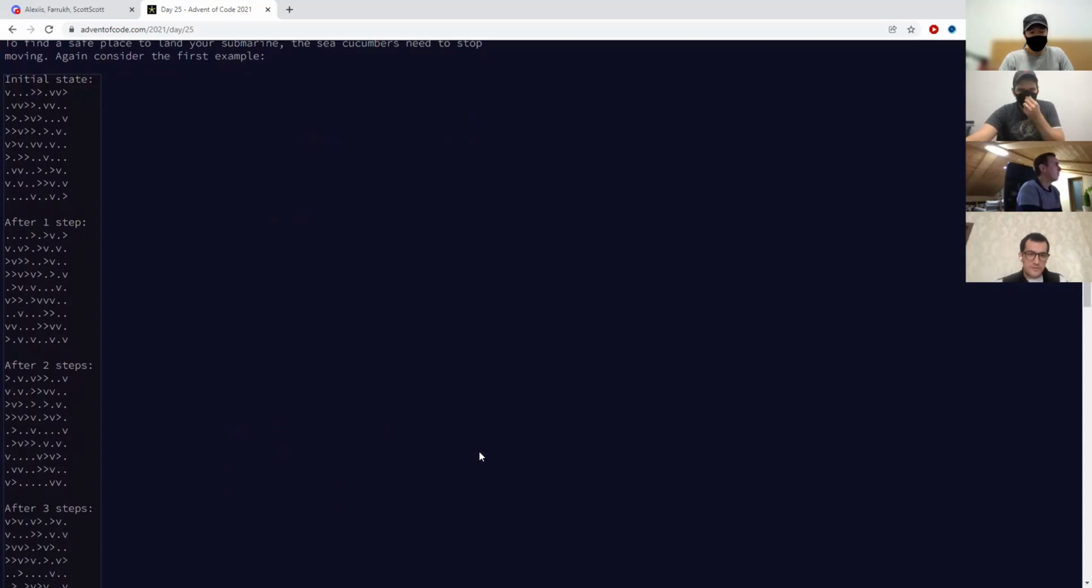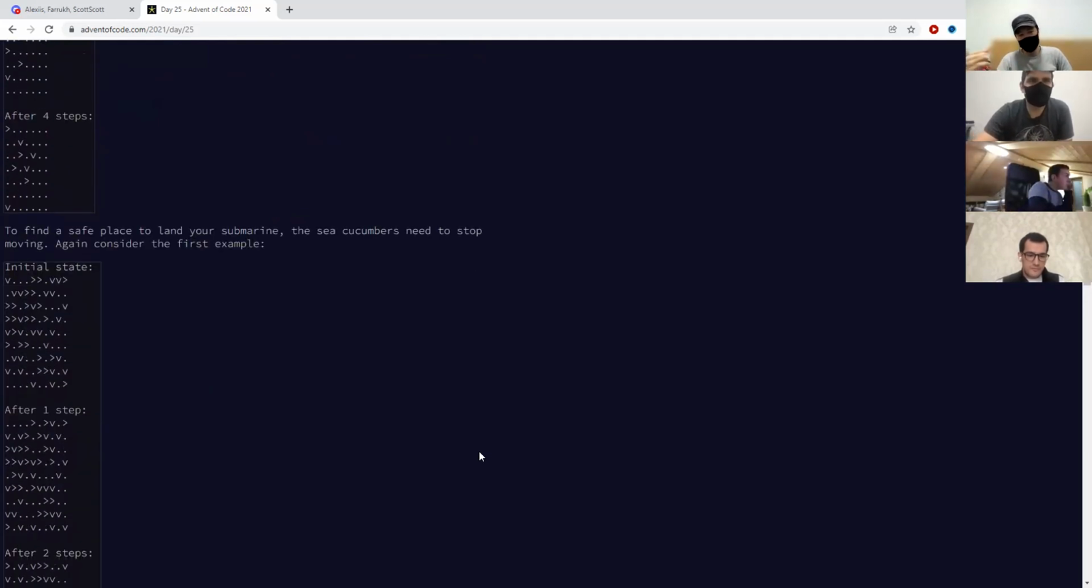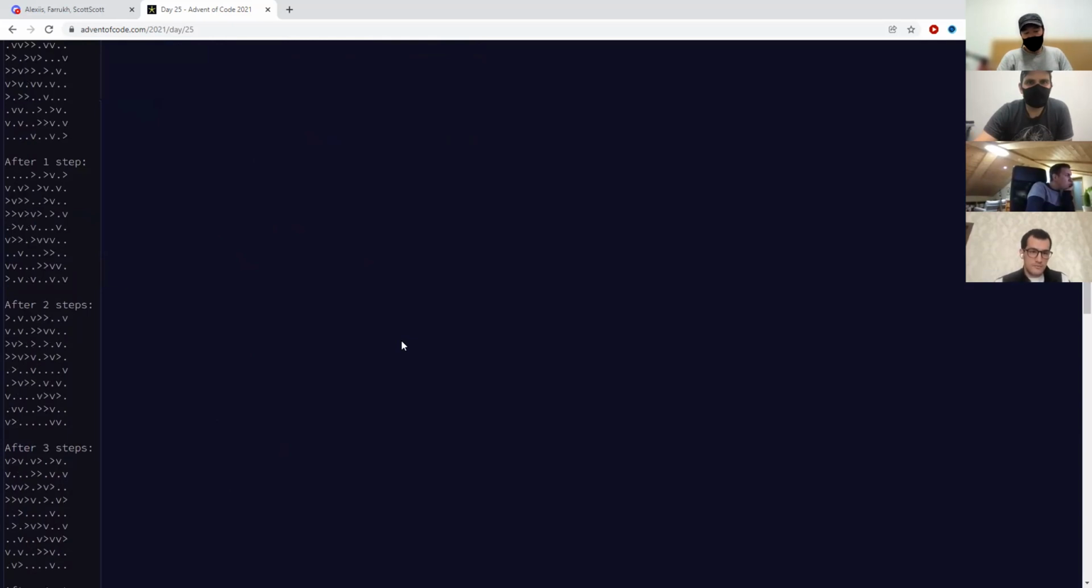So this one, we have an entire tapestry of carets, either pointing down or to the right. And the carets themselves are, I guess, sea cucumbers. Yeah, sea cucumbers. Depending on the direction of the point of the sea cucumber, everything will try to move in that direction, all at once. If there's something blocking it, then it won't move. If there's nothing blocking it, then it will move. But everything happens at once. So it's more like, oh, he moved out of the way, so I can move.